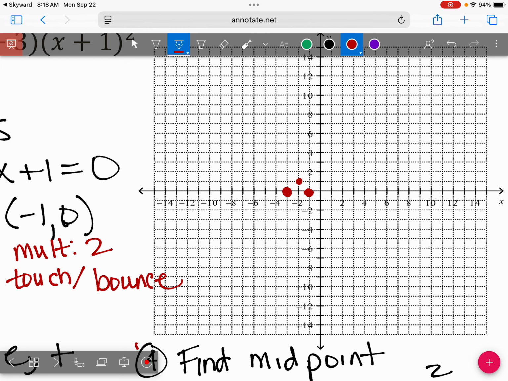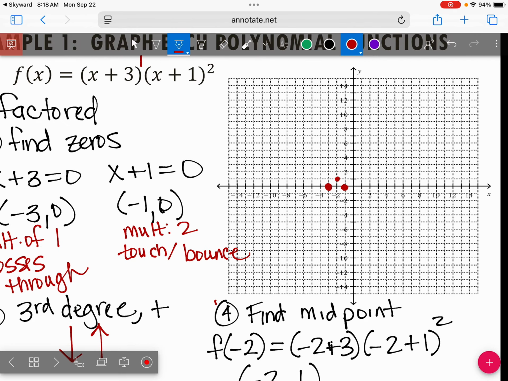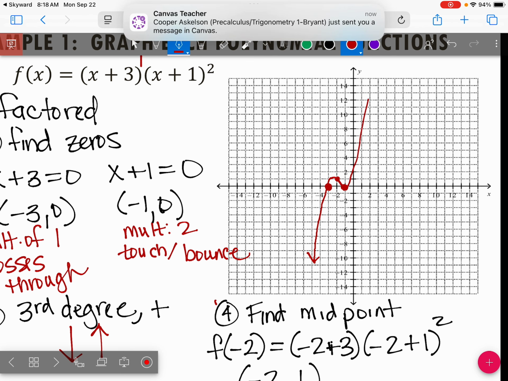So what we have to do, remember it is crossing. So at the -1, it's going to bounce, but it's going to cross through at the -3. So let me draw my graph. It's going to come up, cross through. When it hits the -1, it bounces back up. And that would be your graph.